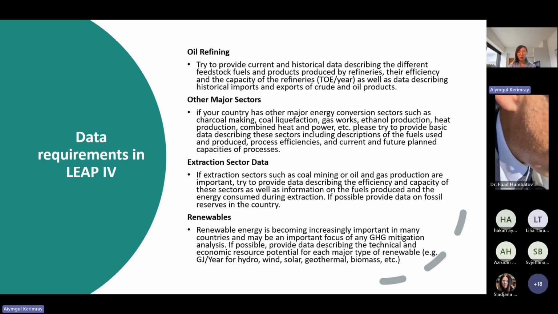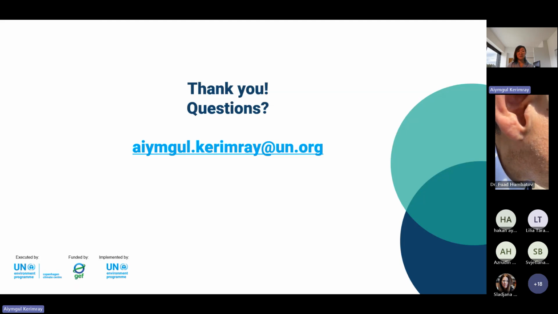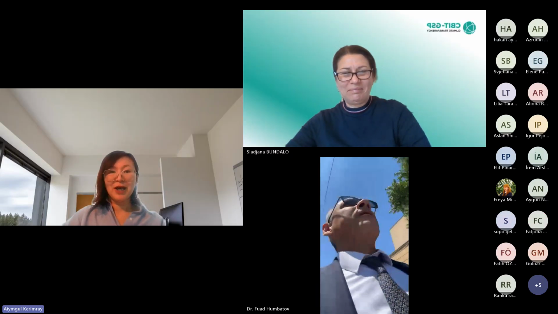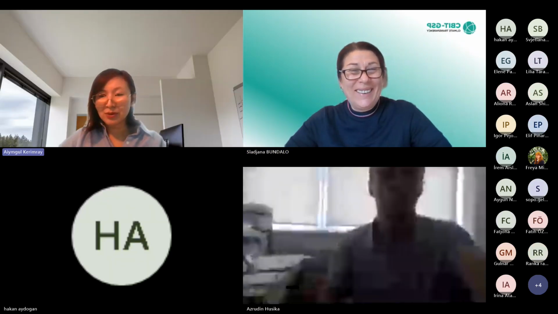Also other transformation sectors like oil refining: how much crude oil is processed at oil refineries, what is the efficiency of oil refineries, what is the capacity of oil refineries, what is the output of oil refineries, for example, how much gasoline, diesel, kerosene, liquefied petroleum gas is produced. All these details are provided by the user. Emission factors can be selected, either default or the user can provide their own emission factors, and fuel characteristics like net calorific value, etc. So this is, in a nutshell, a bit of insight into the modeling tools. I'm very happy to answer your questions.